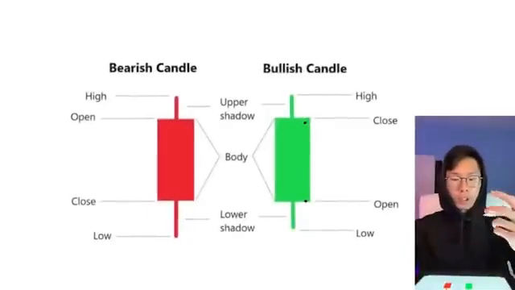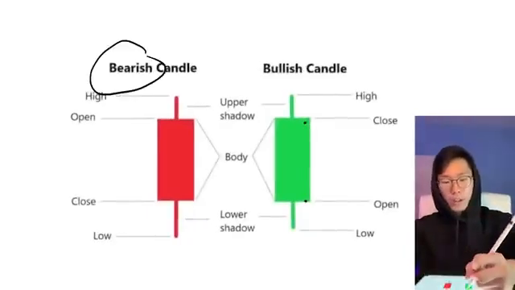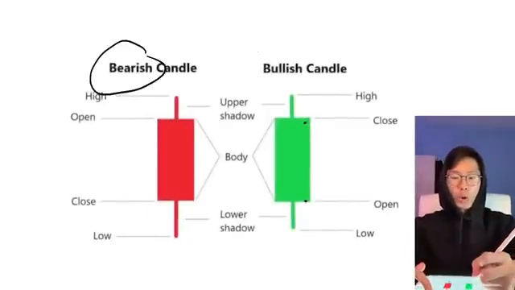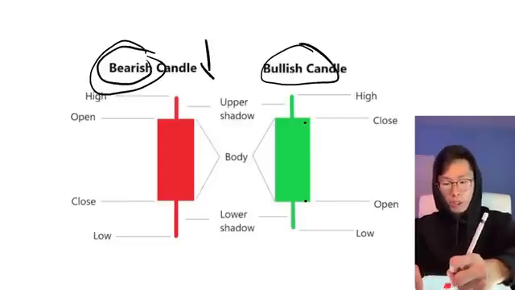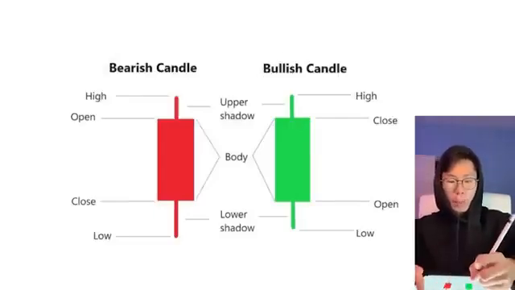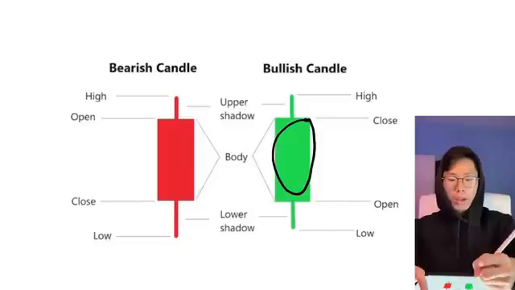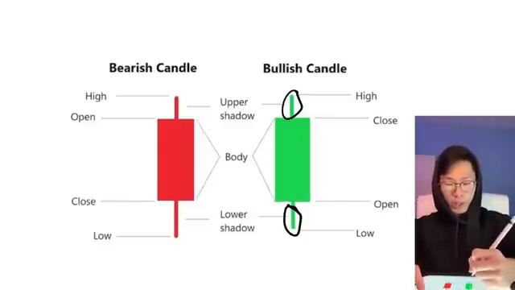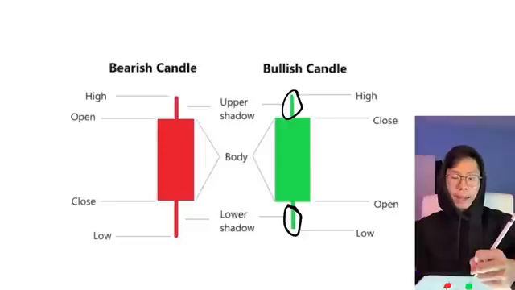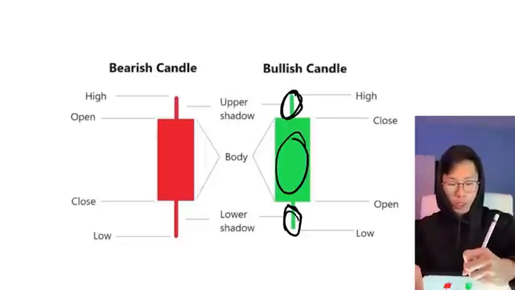So there are 2 types of Japanese candlesticks, your bearish candle and your bullish candle. Bullish candle means price is going up, and bearish candle means price is going down. So this one is going up. Basically this rectangle right here is what we call the candlestick body, and these 2 things right here are what we call the wicks. Alright, candlestick body and candlestick wicks.